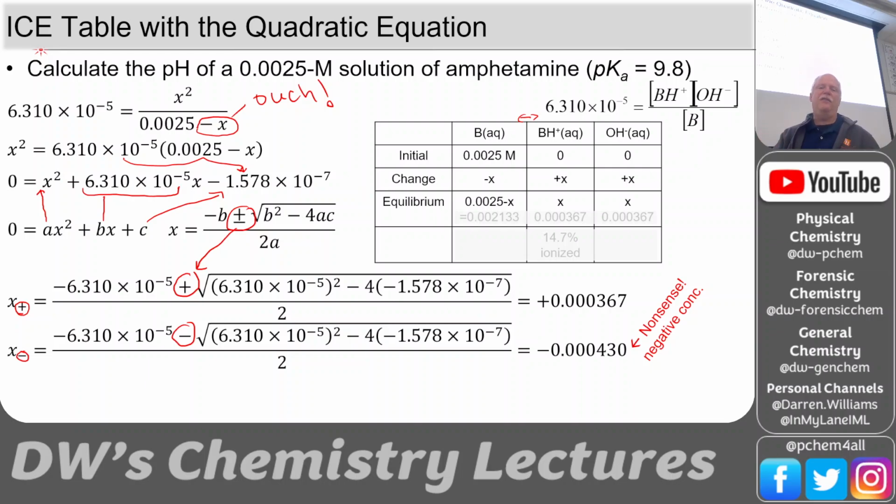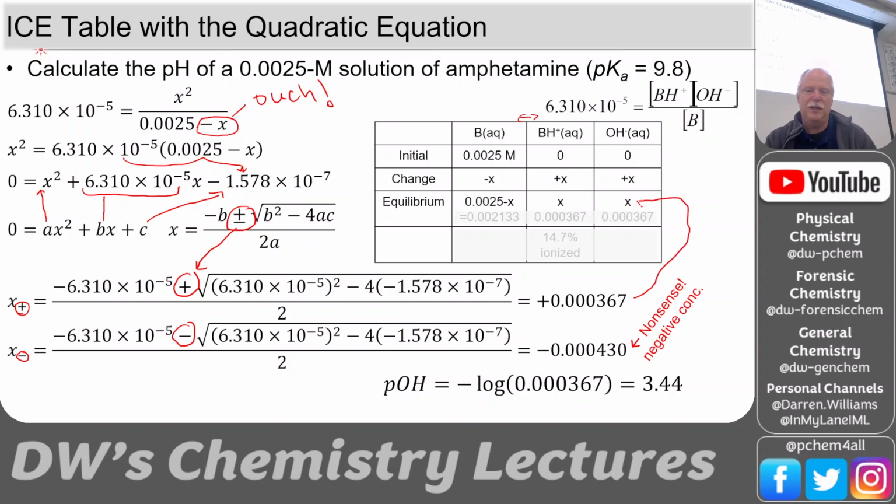So for a negative x, think about what would happen here. I would put in 0.0025 amphetamine, and it's minus a negative x, so then it grows. I get amphetamine out of nowhere in solution. So I put in some and I get more. That doesn't make any sense. So we have to use the positive root. And so our x value is this 0.000367. So it's right there.